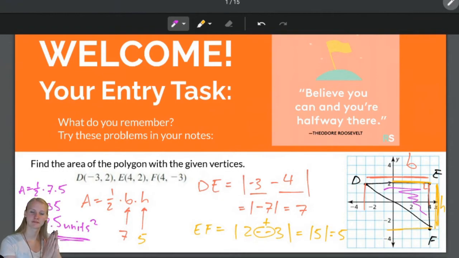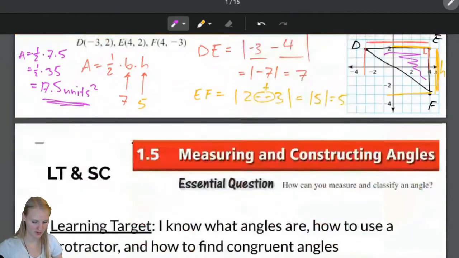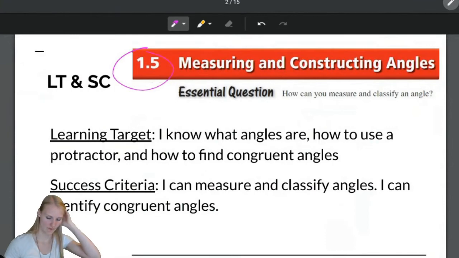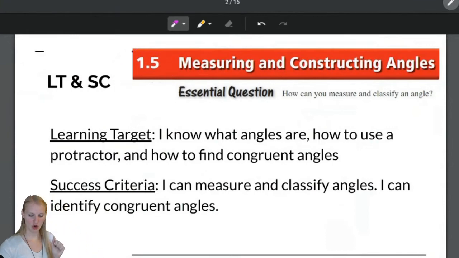So, yay. On to what we have for today. Today is the first day on section 1.5, chapter 1, section 5. It is all about angles. We've been talking about segments, we talked about lines, rays, planes, but we haven't talked about angles yet, and angles are huge in geometry. So today and tomorrow will be about angles.